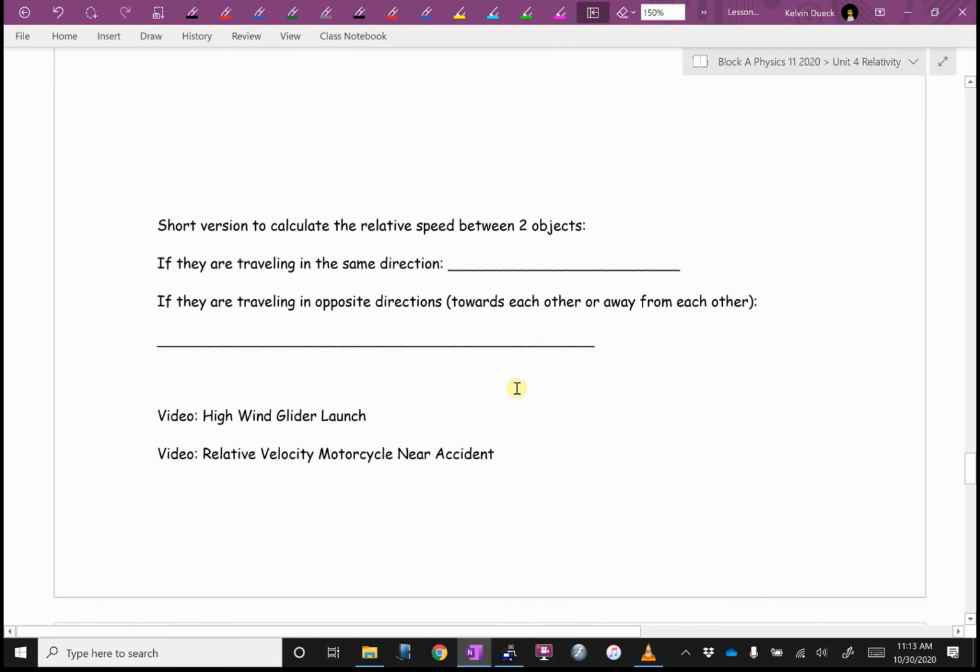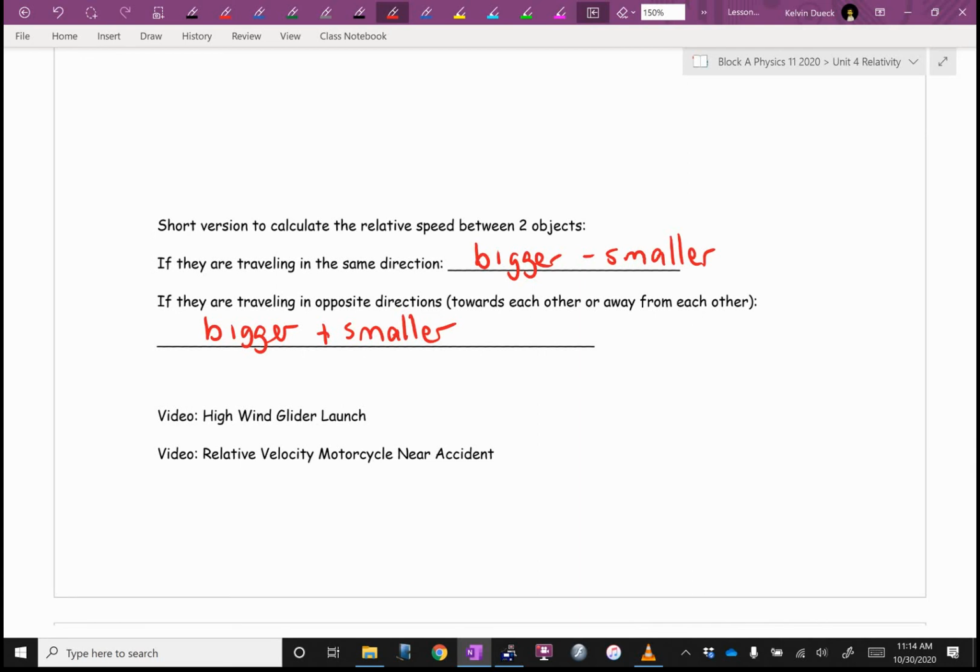Short version. To calculate the relative speed between two different objects, if you're not standing on the sidewalk, if they're traveling in the same direction, bigger minus smaller, like the trains. If they're traveling in opposite directions, either towards each other or away from each other, add them up. Where that doesn't work is the moving sidewalk if you're standing on it. But I think you folks were okay in figuring out, oh, if I'm standing on it, I must be going faster relative to the ground. Add them up. If I'm Aiden walking backwards, I must be going slower relative to the ground. Add them up. Put your pencils down, look up.